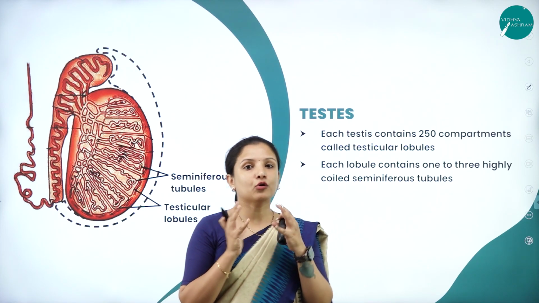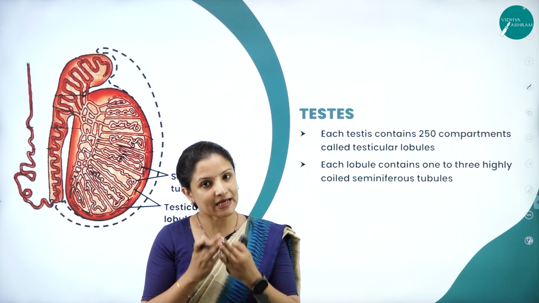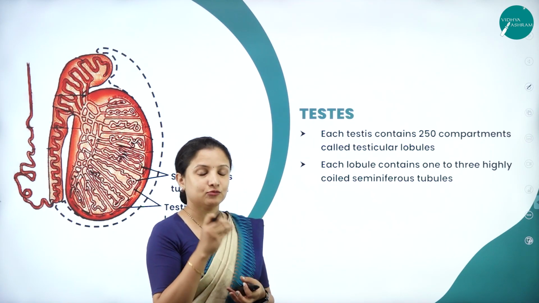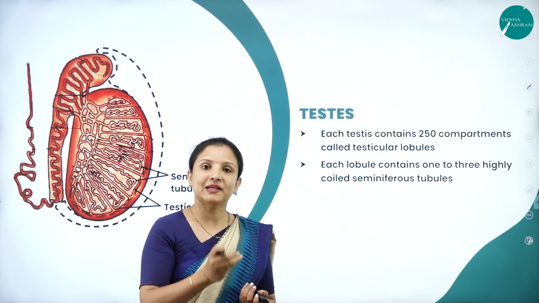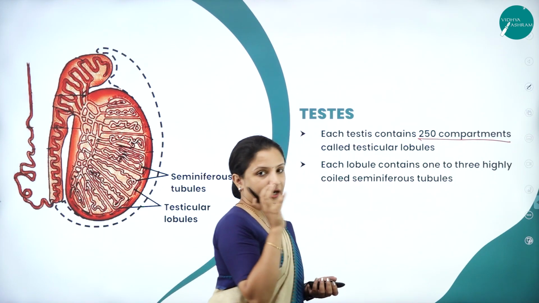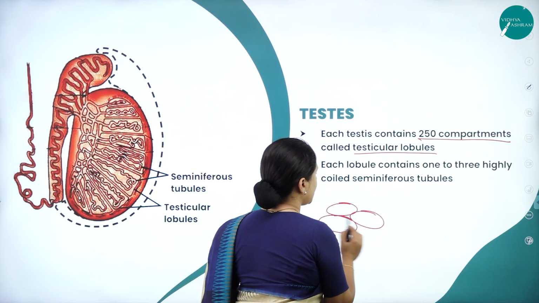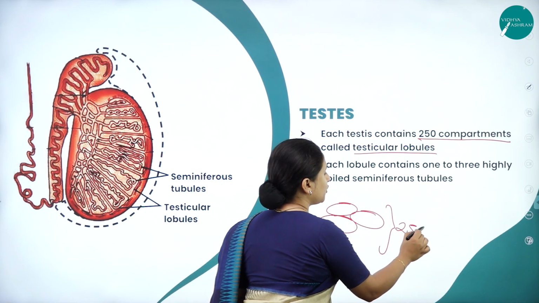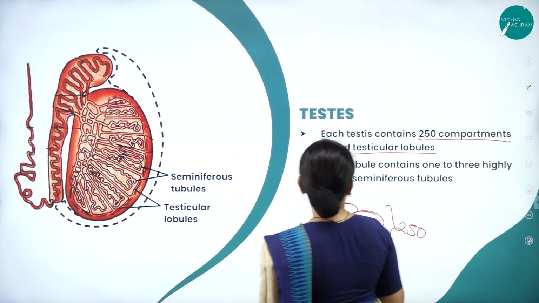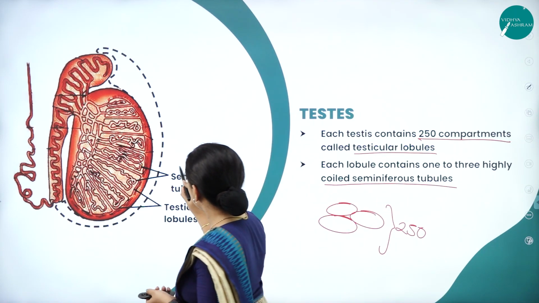Now, what is there? So, the outer portion of the testis. Outside the testis, we got to know that it is covered by a sac-like structure called the scrotum, and we also learned its function. Now, what are the components present inside the testis? Inside the testis, it contains 250 compartments, small lobule-like structures. Lobules are nothing but these. How many of these lobules are there? 250. You can find 250 lobules, and these 250 compartments contain highly coiled structures called seminiferous tubules.